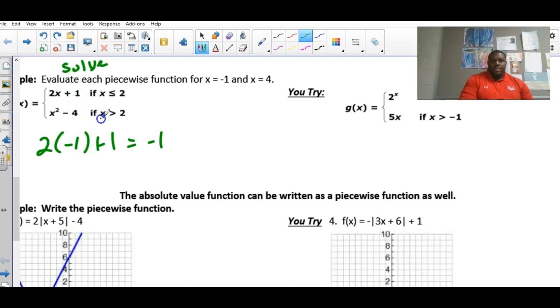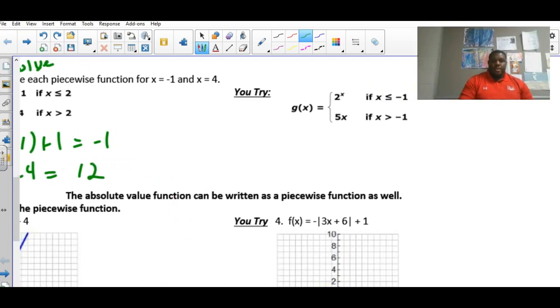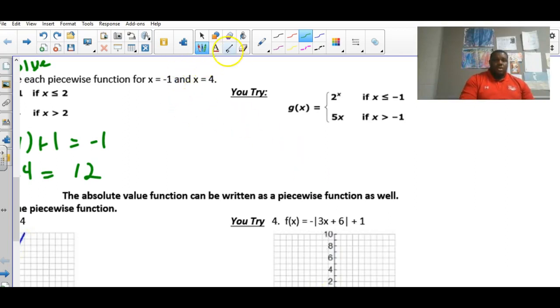For this one, we have to evaluate it for if the x value is greater than 2. Is this first x value greater than 2? It is not, so we do not use it. Is this x value greater than 2? It is. So we substitute that in for x. We have 4 squared minus 4. 4 squared is 16, minus 4 is 12. There's our solution for the second problem. If you scroll on over, we're going to use the same x values for this.